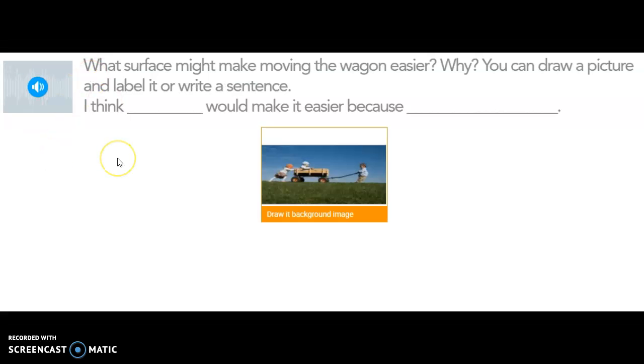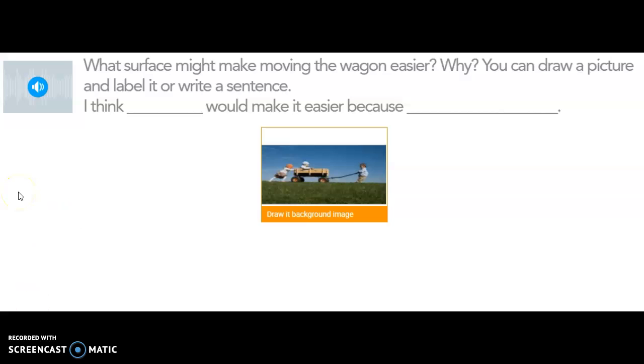This question, I wanted you to think about what surface might make moving the wagon easier, because moving a wagon on grass is not very easy. So if you're thinking about maybe a surface that is a little bit less rough, a little bit more smooth, like the sidewalk or the street, those would be good examples of how the wagon might move a little bit easier because it's a smoother surface.